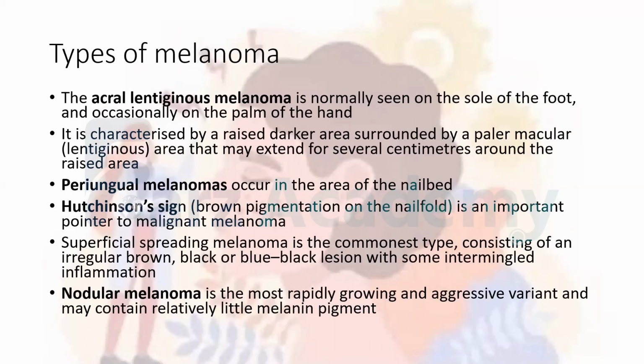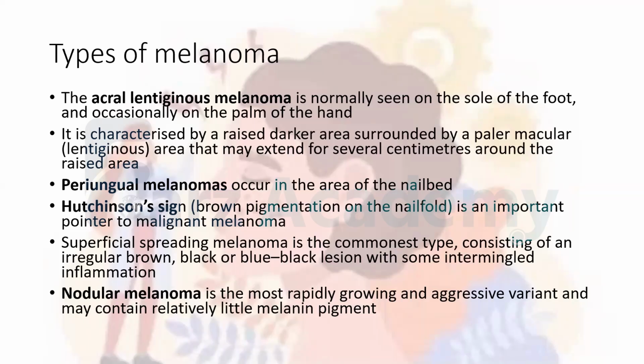Other types of malignant melanoma: acral lentiginous melanoma is usually seen on the sole of the foot and occasionally on palms. It is characterized by a raised darker area surrounded by a paler macular area, which is the lentiginous area, and may extend for several centimeters around the raised area. Periungual melanomas can be seen at the nail bed. Hutchinson sign is again a very important sign, where brown pigmentation of the nail fold usually points to periungual melanoma.